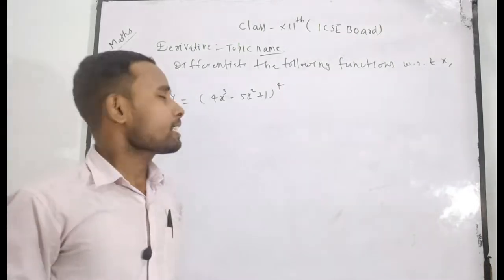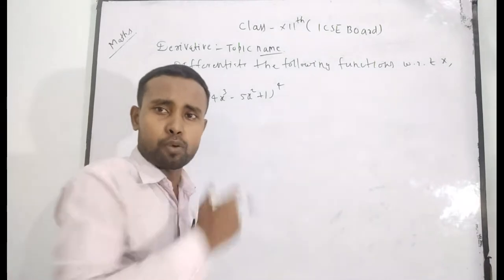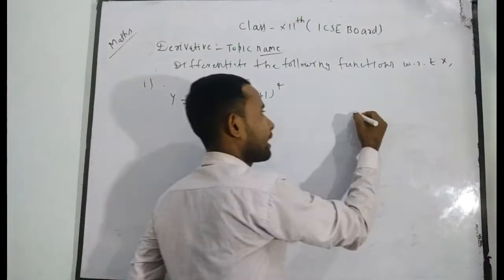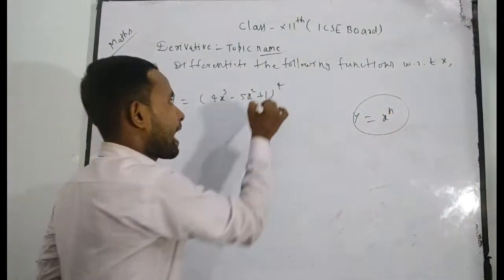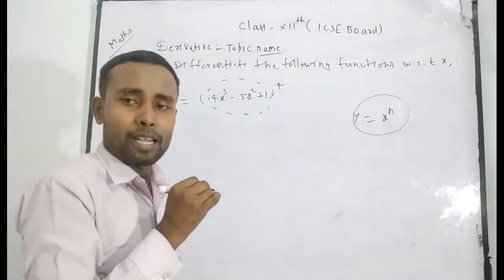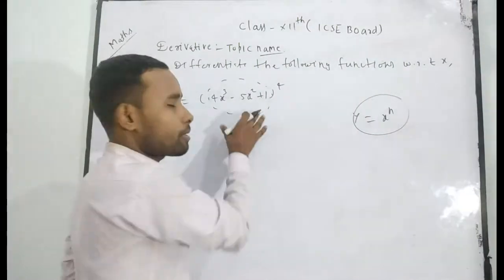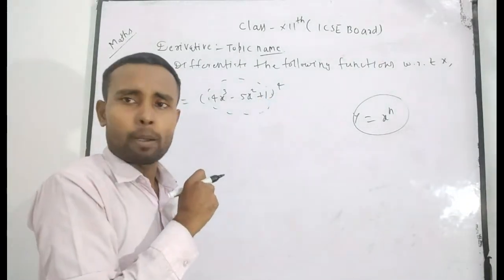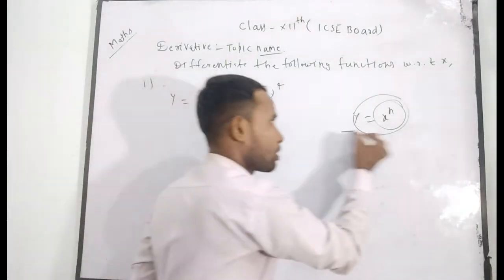How can you differentiate it? I have already told you which formula pattern it follows. This is just like y is equal to x to the power n, where in place of x this whole term is given. If this term is supposed to be k, then it will be y is equal to k to the power 4. Definitely it follows this formula.